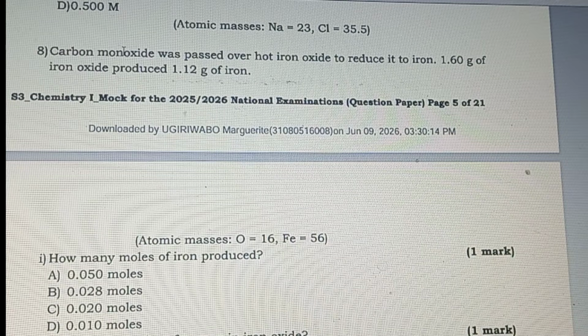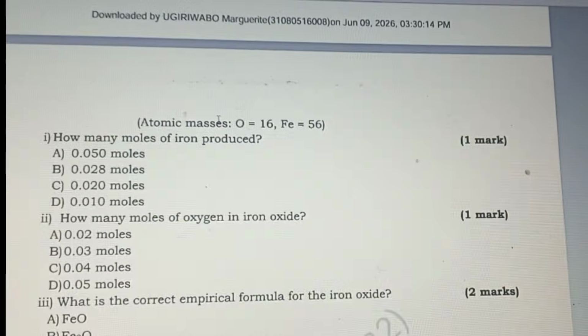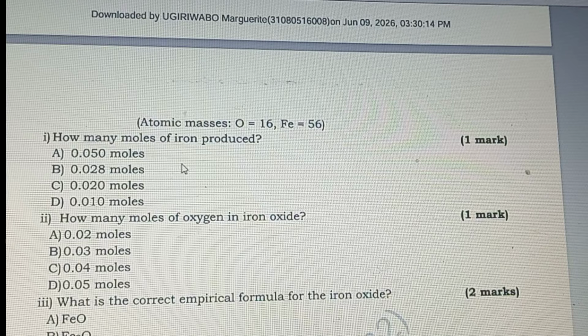Question 8. Carbon monoxide was passed over hot iron oxide to reduce it to iron. We have 1.60 gram of iron oxide producing 1.12 gram of iron. How many moles of iron were produced?